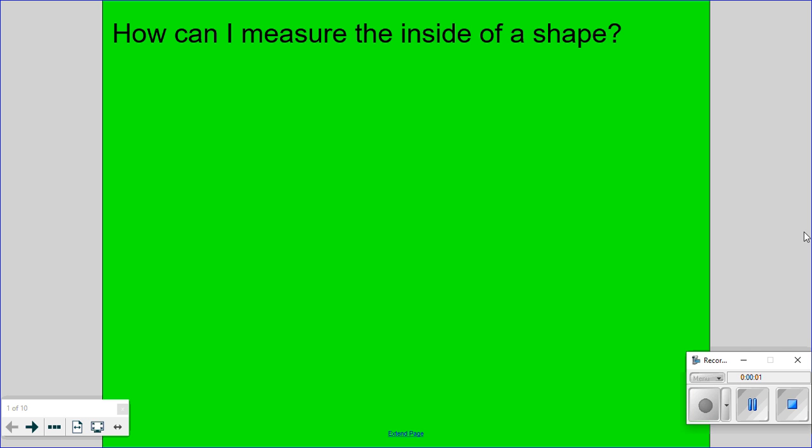We're going to be talking about how we can measure the inside of a shape. We just talked a lot about shapes in our geometry unit. We see shapes every day. This classroom is a shape. Your desk is a shape. Your car is a shape. It just might not be a shape like a trapezoid or a rectangle. It's more of an irregular shape.